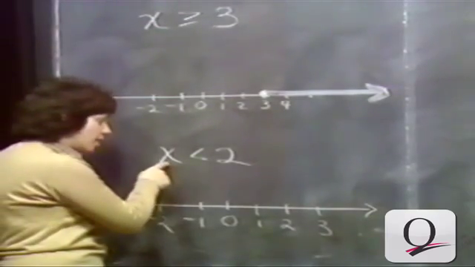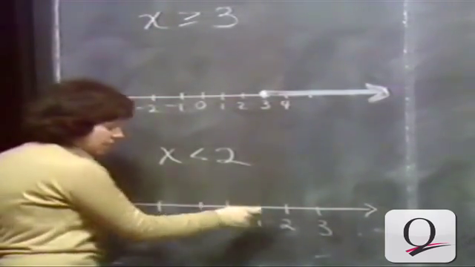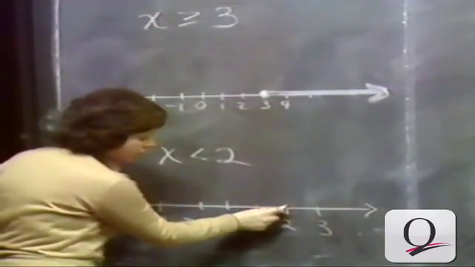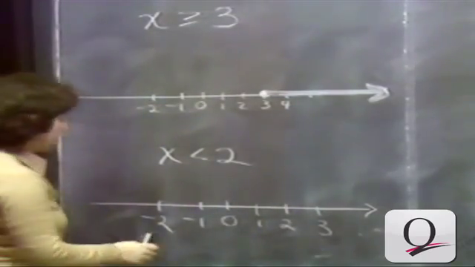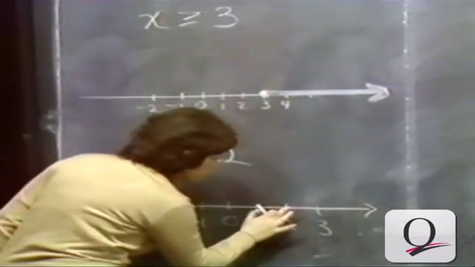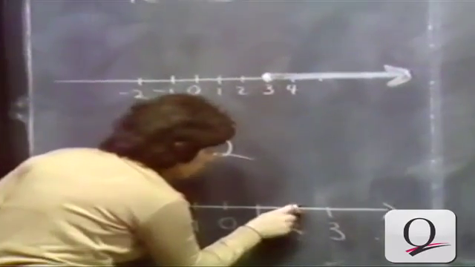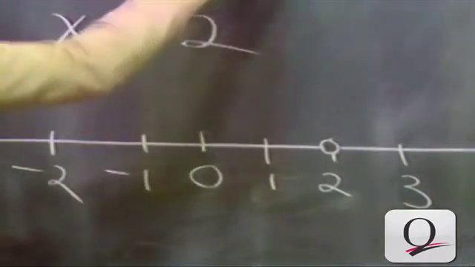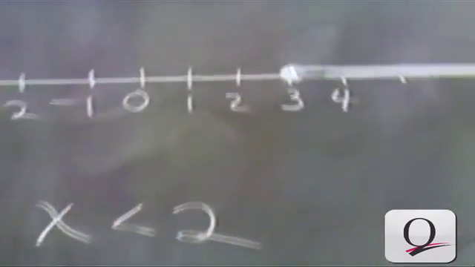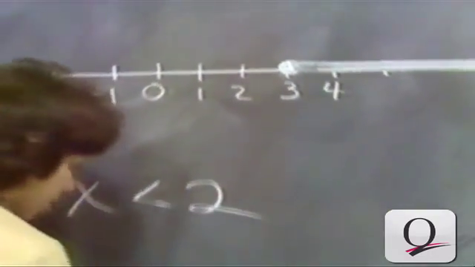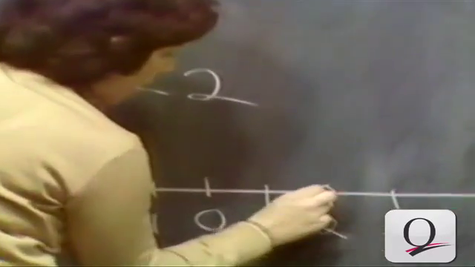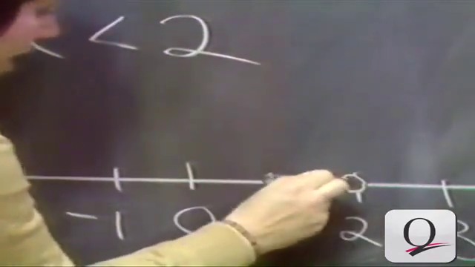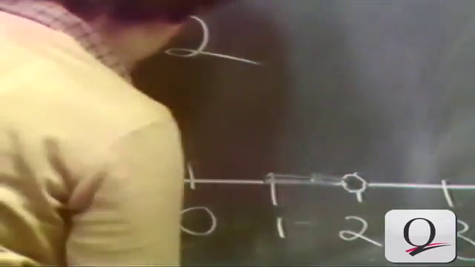2 is not less than 2. But 1.9 is all right. 1.9 is less than 2. 1.99 is less than 2. To indicate this, what I'm going to do is to put a circle, okay, around 2. I'm not going to fill it in the way I did over here, where 3 was a possible answer. I'm just going to leave a circle here, not filled in, and then indicate all those values to the left.